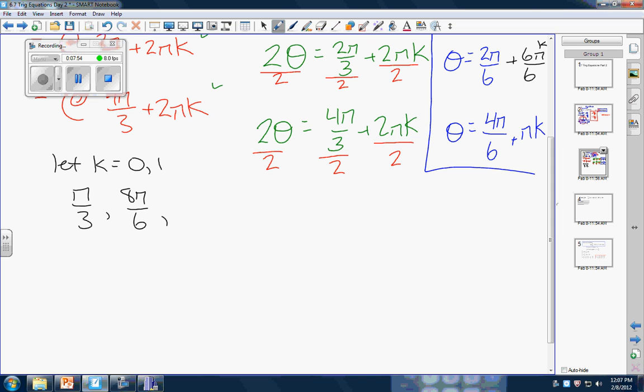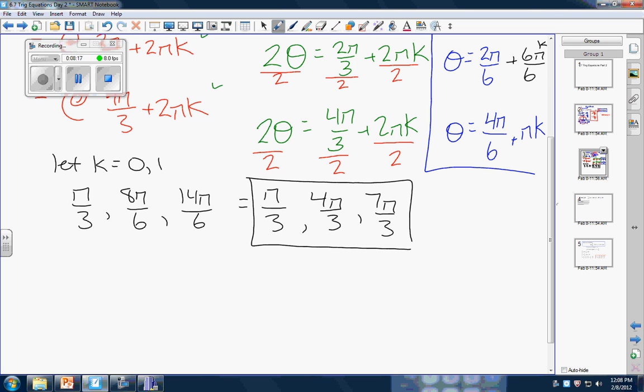We're going to have to go reduce that one. Next one happens at 14 pi over 6. We want 6 answers, not 8, so we'll stop right there. We'll take these guys, simplify them down. So pi over 3, 4 pi over 3, and 7 pi over 3. There's your first 3. Now to get these last ones, let's go to the second equation down here.